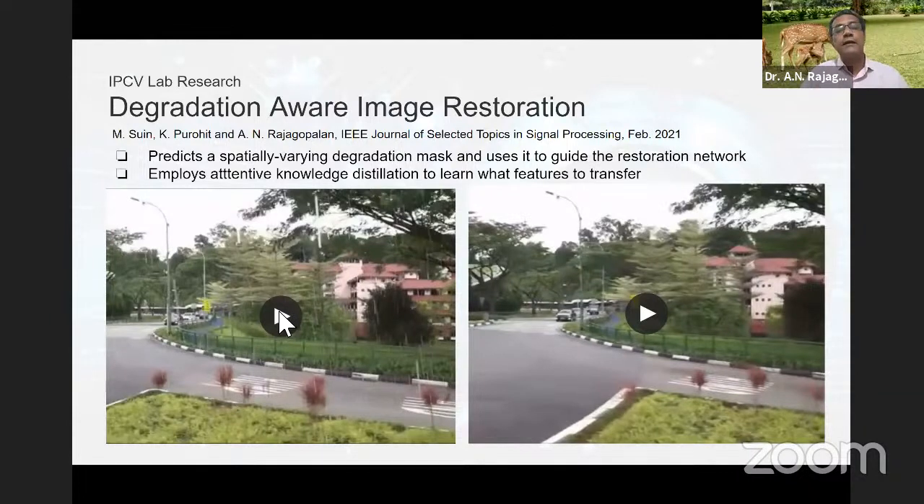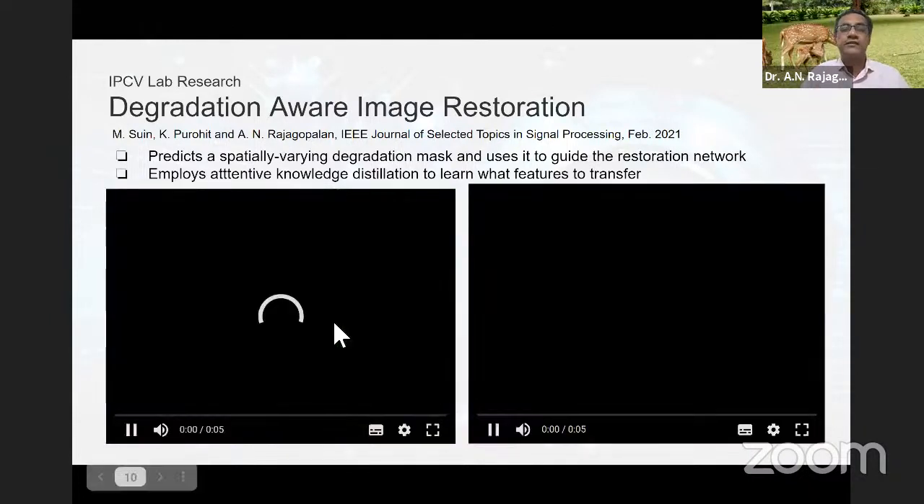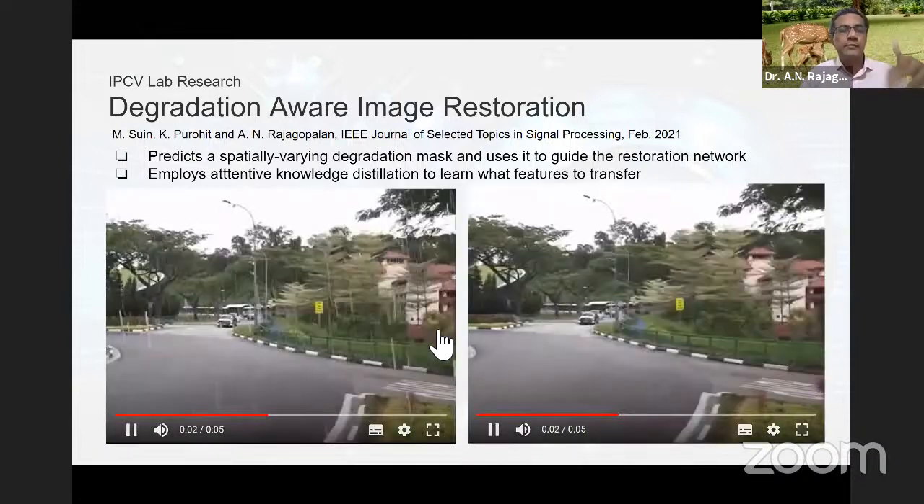For example, I'm going to play this video where on the left you see a rainy scene, and on the right you see that the rain streaks have been removed, which is what we mean by a spatially varying degradation.